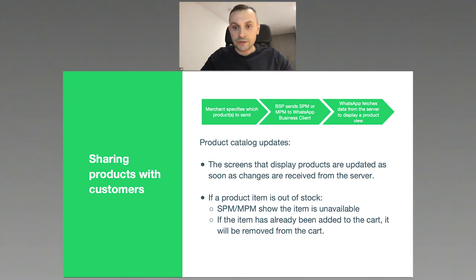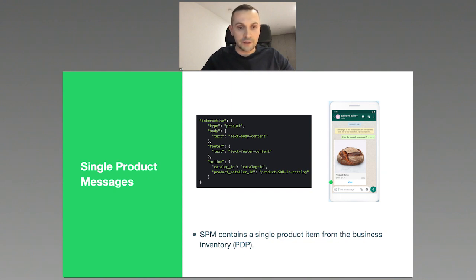Single product message is used by merchant or BSP to send a customer a message that contains details of one product item via API. Via API call specifying product catalog ID and product item ID. On this screenshot, you can see example of that API request. Two IDs involved here could be found in Commerce Manager and also in product catalog feed.